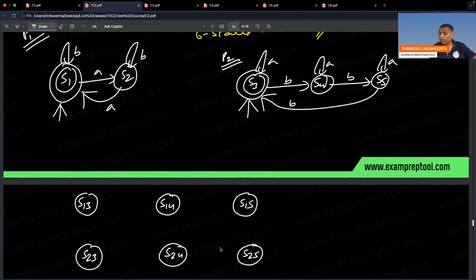Okay, this is called the product machine. How many states are there? Simply multiply 2 into 3, 6 states. Next, we find the common initial state. Here S1 is initial, and here S3 is initial. Where S1, S3 both are there, that is the common initial. Wherever common initials are there, that is the initial.